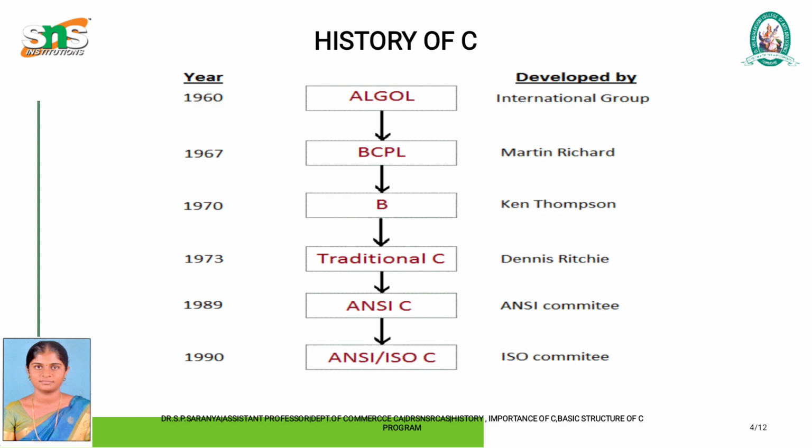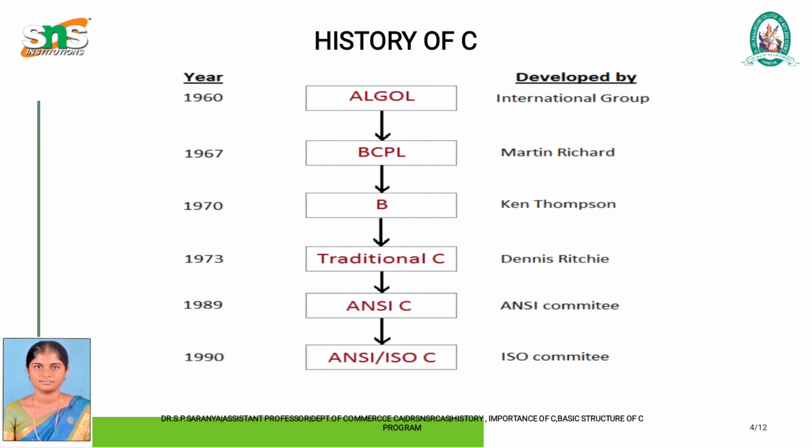Initially, C language was developed to be used in the Unix operating system only. It inherits many features of previous languages such as B and BCPL. So the algorithmic language was developed by an international group. BCPL was developed by Martin Richards in the year 1967. B language was developed by Ken Thompson in the year 1970.